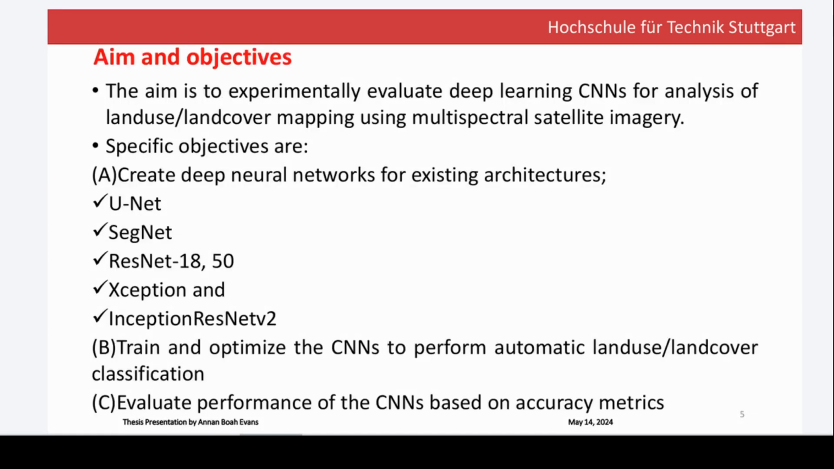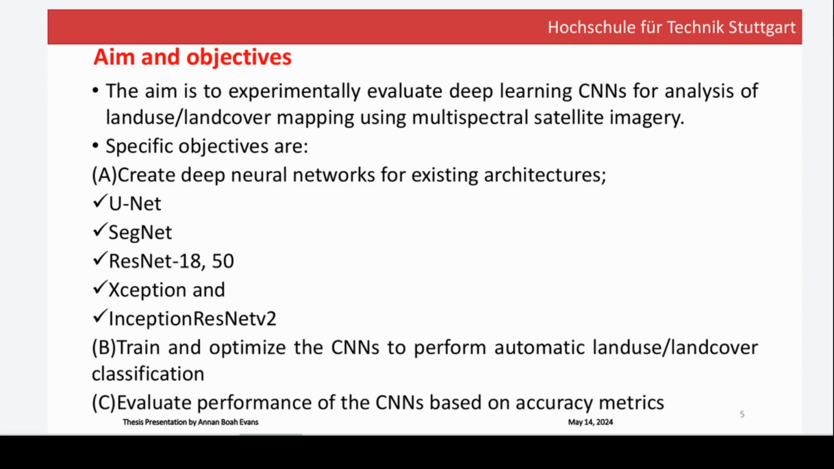Let's address how we can evaluate these major questions based on my aims and objectives. The concept here is to evaluate a wide range of convolutional neural architectures so as to come out with a reasonable conclusion as to which one is performing better. So our main aim for this project is to experimentally evaluate deep learning convolutional algorithms for the analysis of land use land cover mapping using a multispectral satellite data set.